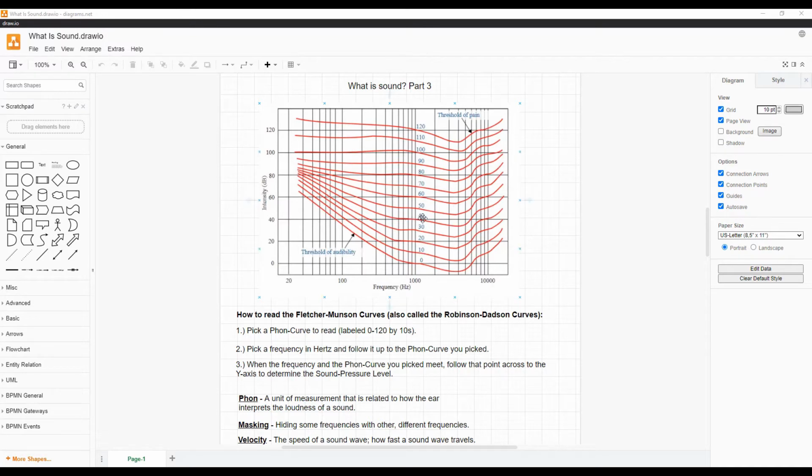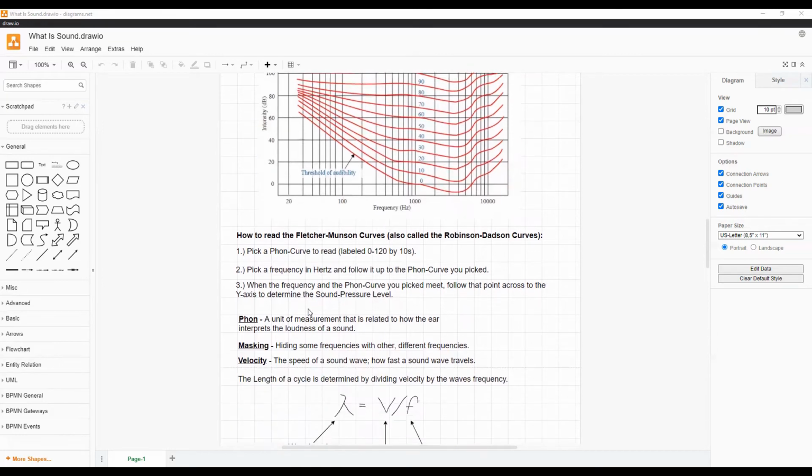After we pick a Fawn curve, we pick a frequency in hertz and follow it up to the Fawn curve you picked. So, I'm going to choose 100 hertz, and we're going to follow it up to the 40. It is right here. After that, when the frequency and the Fawn curve you picked meet, follow that point across to the y-axis to determine the sound pressure level. So let's follow this to the y-axis and we reach 60. So at 40 Fawns, 100 hertz sounds like 60 dB SPL, which is a regular conversation.